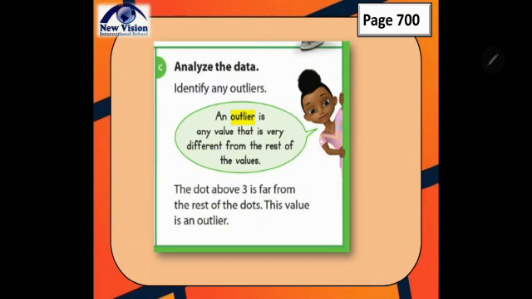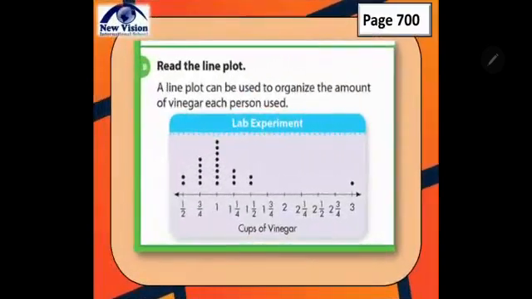Identify any outliers. An outlier is any value that is very different from the rest of the values. The dot above 3 is far from the rest of the dots. This value is an outlier. As you can see, all these dots are together, and this dot above 3 is so far from the rest. So this dot is what we call the outlier.